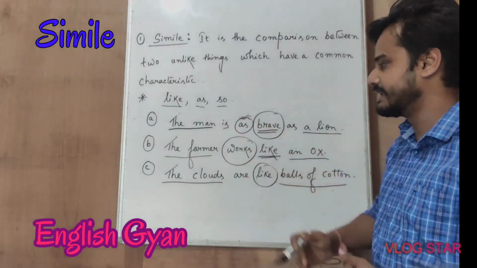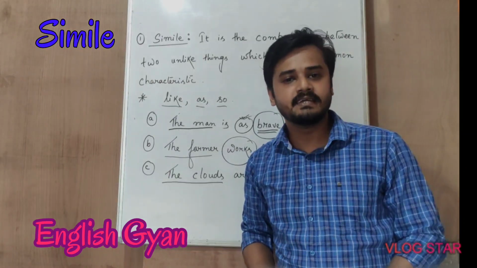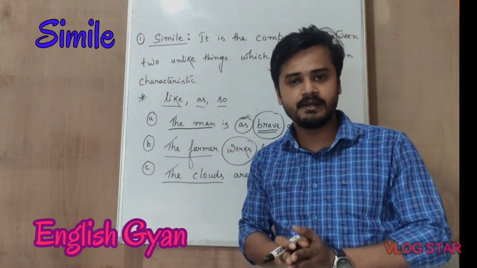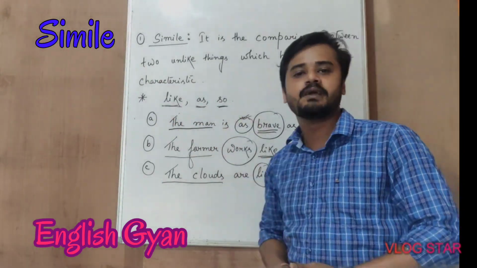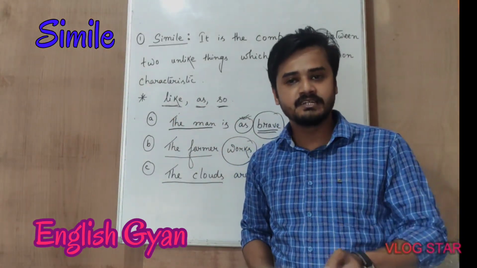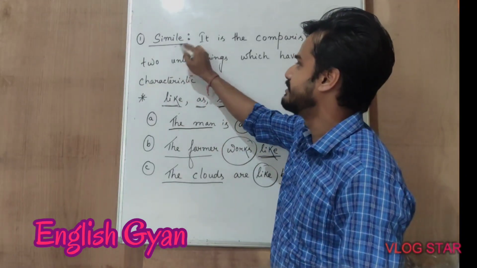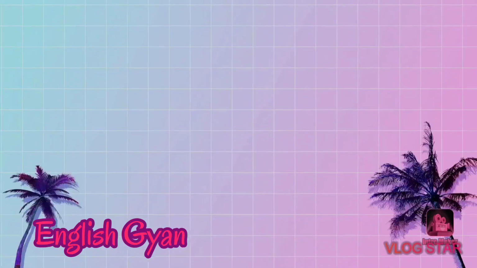So in these three sentences we see that two unlike things are compared by taking the help of words such as like, as and so to bring out a common characteristic, which is nothing but the use of the figure of speech simile.